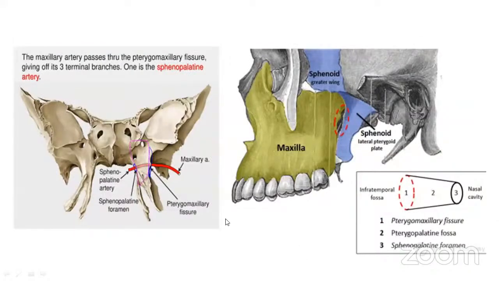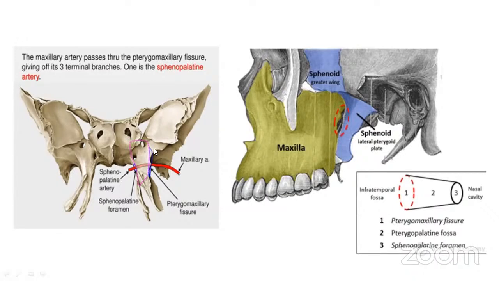There is a schematic diagram to show the proper orientation regarding the pterygopalatine fossa. As we can see, we are viewing from the lateral side, and this is the infratemporal fossa. The infratemporal fossa opens into the pterygopalatine fossa, which again opens into the sphenopalatine foramen.